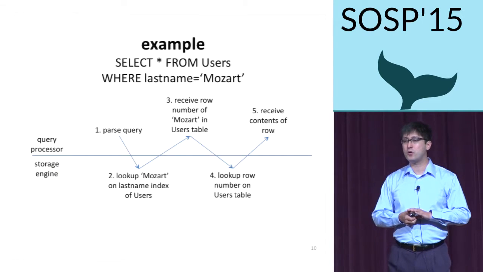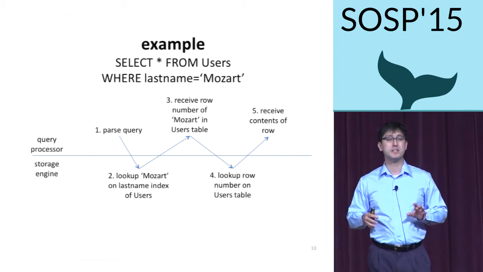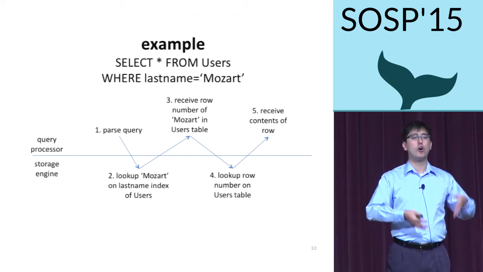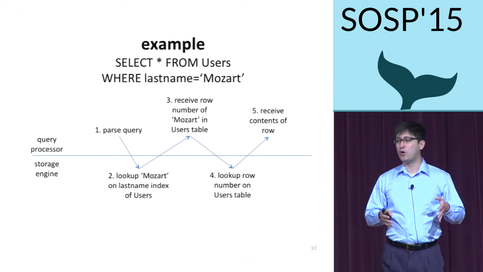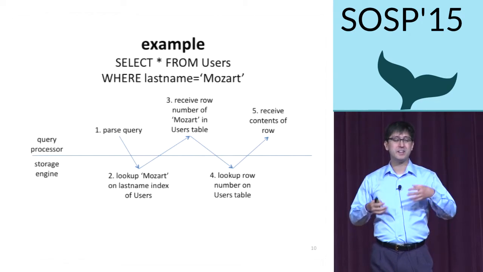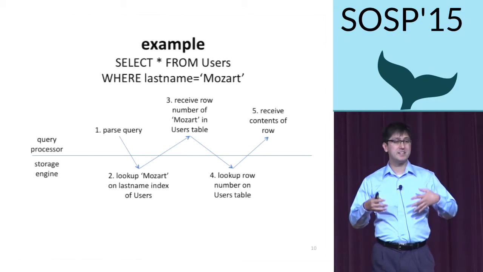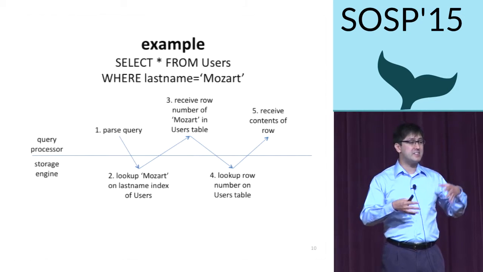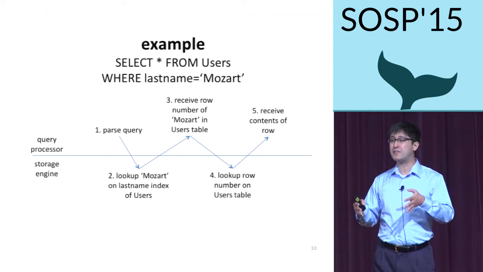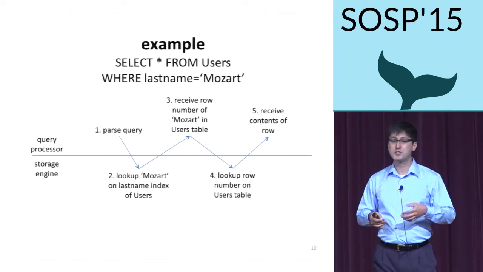Let me give you an example of how these 2 components interact with each other in order to execute a simple SQL query that selects all the columns from a user's table where the last name matches my friend Mozart's. And here, let's assume, for the sake of efficiency, that there is a secondary index on the last name so that this query can be executed without having to scan the entire table. So this is how it works.